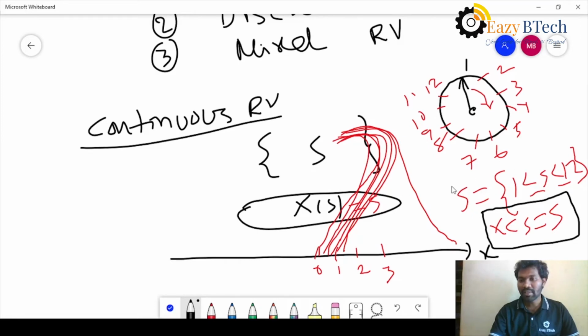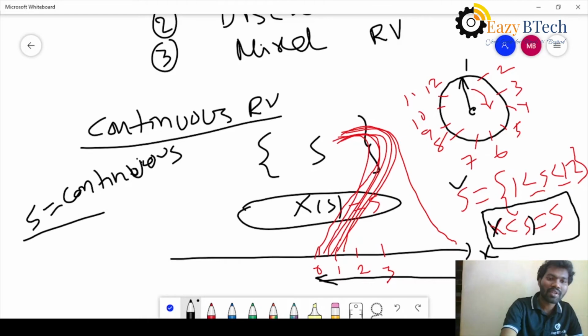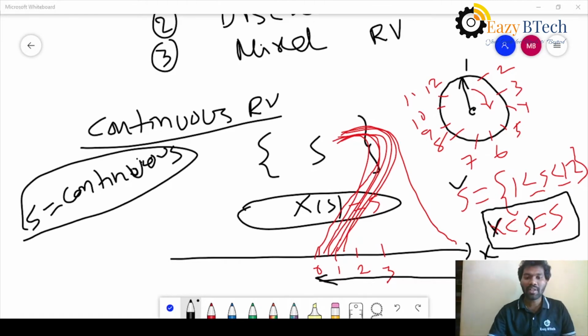So that's why I am assuming my sample space is 1 less than or equal to s less than or equal to 12. In this range it will have values. Now I am defining my x of s like this: x of s equal to s, the same as the sample space. So the sample space is continuous, and in the same way we define x of s equal to s. To map all the elements of the sample space onto the real axis, I need 0 to infinity points. In that way I can say that this is a continuous random variable. So the first condition for a continuous random variable is that the sample space must be continuous. You should remember that the sample space must always be continuous for a continuous random variable.